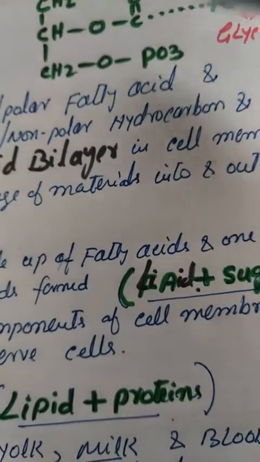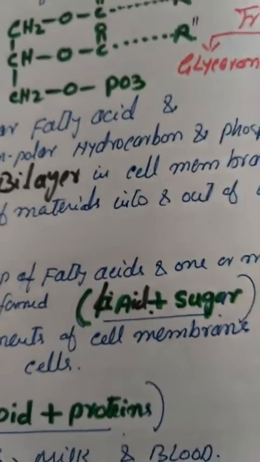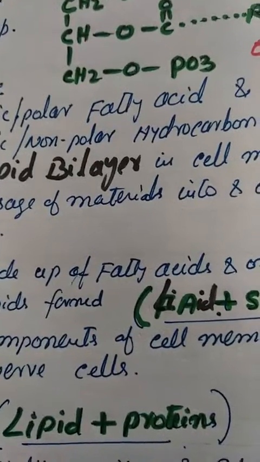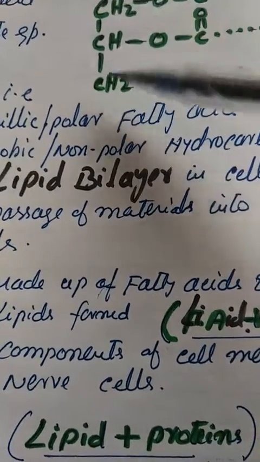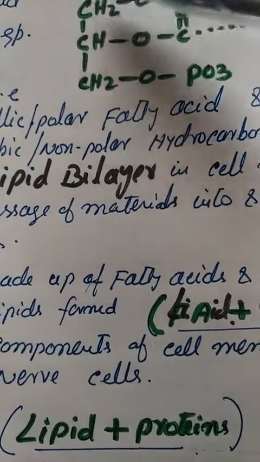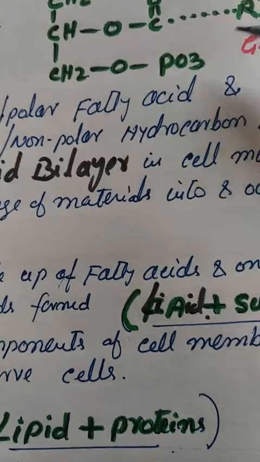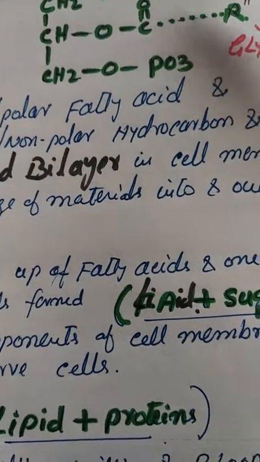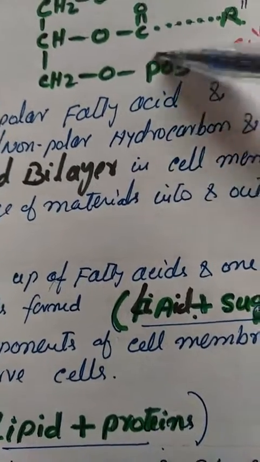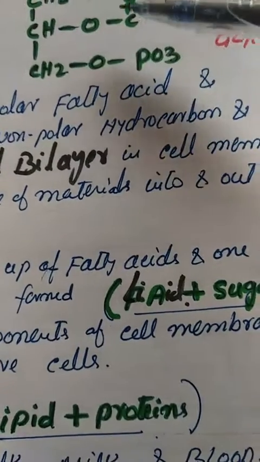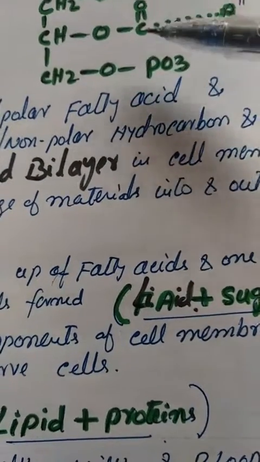These phospholipids are actually formed from the triglycerides. Triglycerides are formed from glycerol and 3 fatty acids. This is the glycerol part, and these are the attached 3 fatty acids. But among the 3 fatty acids, one fatty acid is replaced by a phosphate group. That is why these are called phospholipids.